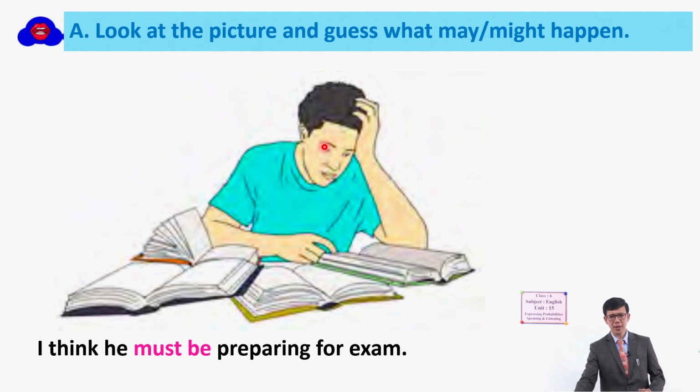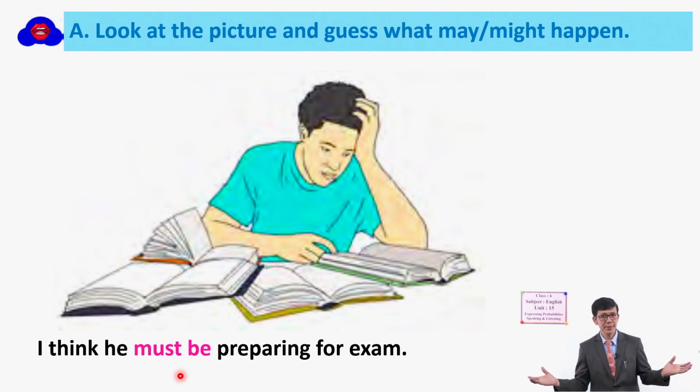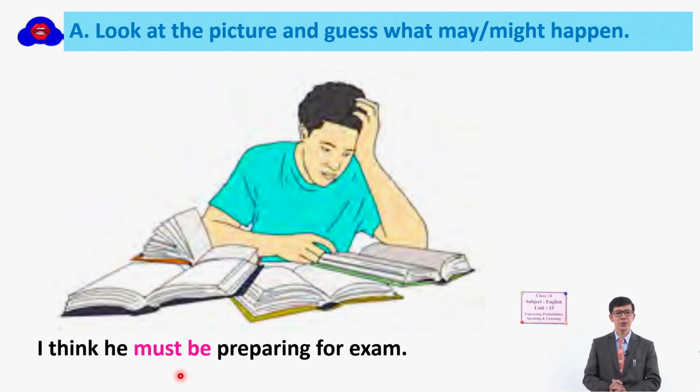Look at him, okay? He seems to be attentive. He's studying there. So you can say, by looking at this picture, I think he must be preparing for exam, right? Good. So this is what you can guess about this picture. But what about the confirmation? Looking at this, you can say he must be preparing for the examination, okay?